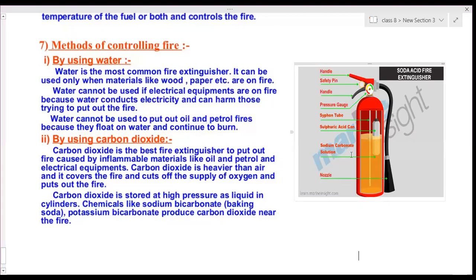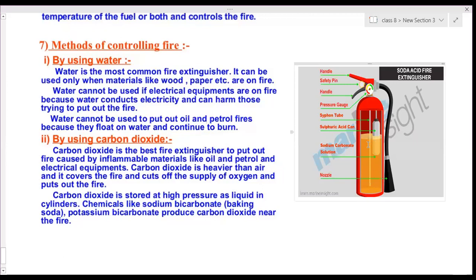Earlier, the soda acid fire extinguisher was there. This fire extinguisher has soda and acid. Soda, that is baking soda, and acid, that is sulfuric acid. So sulfuric acid and baking soda are present in it. In this container, a can of sulfuric acid is present, and this is a solution of baking soda.